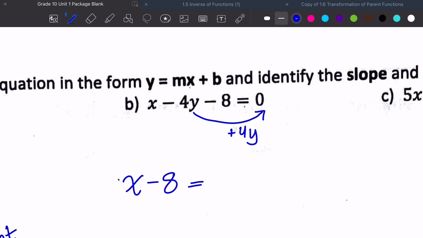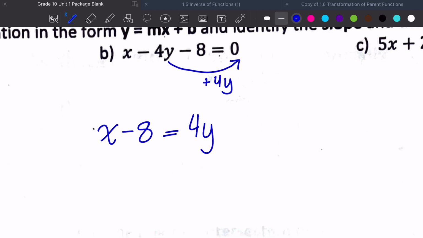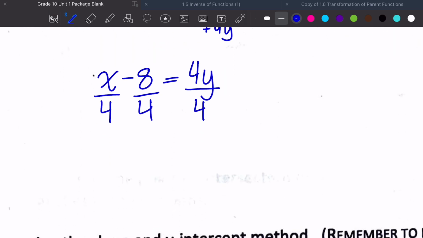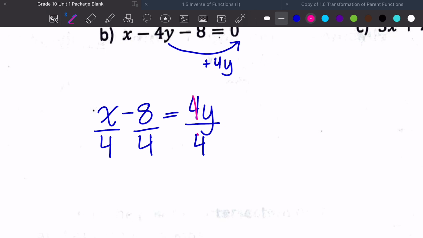Remember I said it doesn't matter what side y is on. We just want the goal to be y by itself. Okay, I've got y by itself now, but I've got 4y. I just want y. I gotta divide by 4. Whatever's attached to this variable, I gotta divide both sides by it. And I'm just dividing everything by 4. It's okay. This will cancel out.